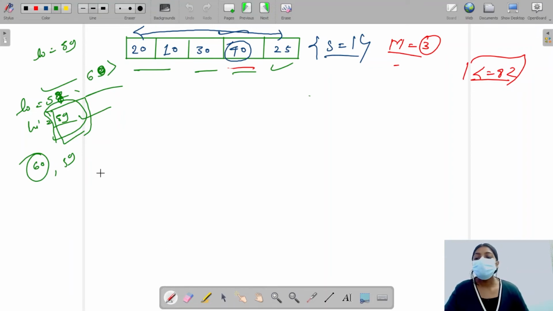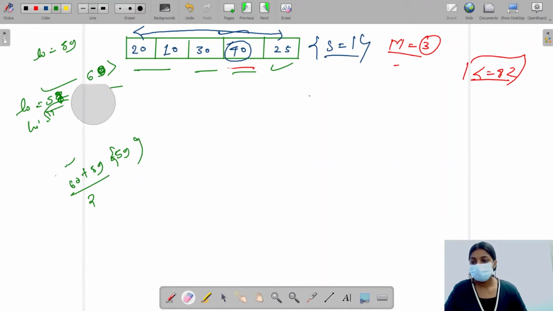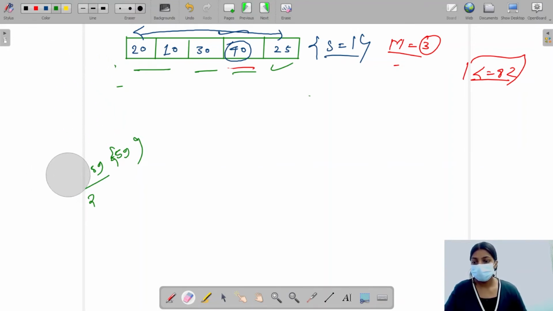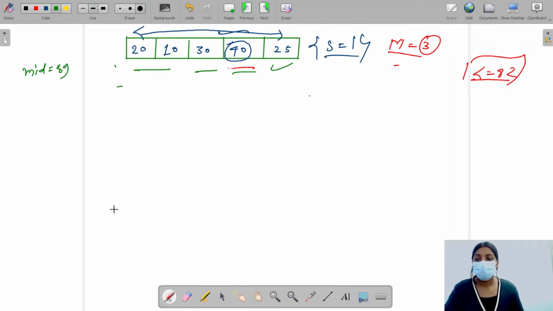Okay, so now when we calculate our mid, it becomes equal to 60 plus 59 by 2, which equals 59. So this is going to be my answer. Now let's try to calculate this. Let's erase this. My mid is now 59. Mid is 59, so this is going to be my answer. Now let's check. Okay, 59, or it is going to be 60. Now let's check here.